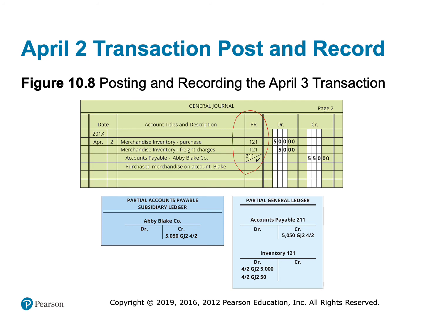But notice the PR column, the post reference column for the accounts payable. We've got the accounts payable T account, the account number of 211 posted right there. And then we've got a slash and a check. And the check says, yeah, you know what? We also put that in the subsidiary ledger. So it's really posted two places. It's posted in the subsidiary ledger and in the control account in the general ledger.